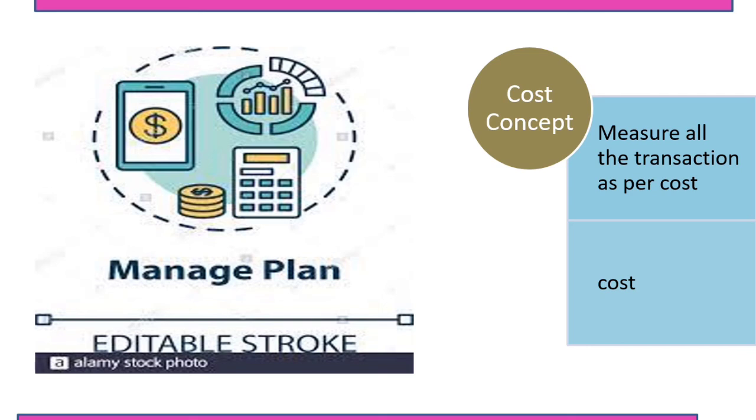We don't bother about other transactions. That means we don't bother about changes happening in the market price or changes in the price level. This is the example of cost concept. I hope it is easy to understand.